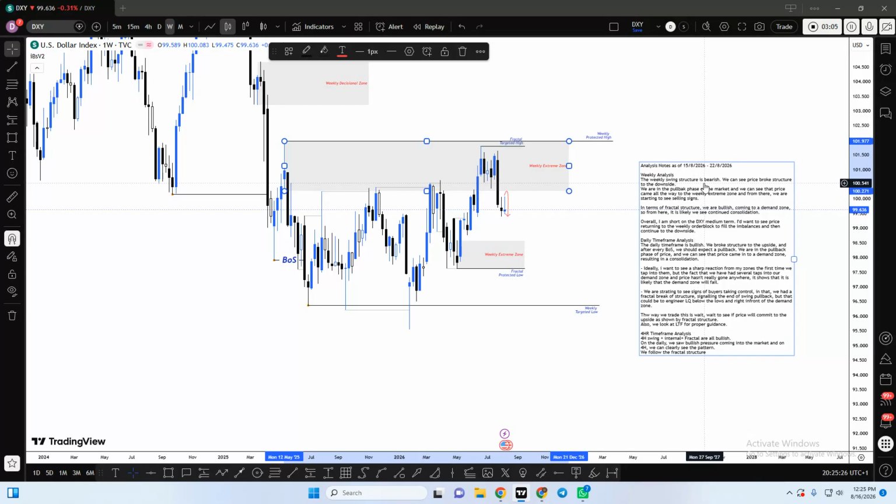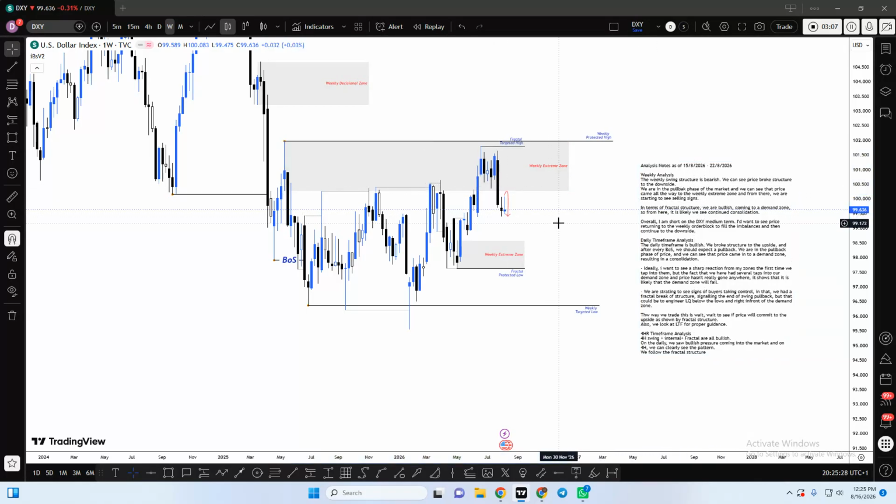So in terms of the fractal structure, remember when doing my analysis, I do categorize structure into three parts. We do have the swing structure, which is the main structure. We do have the internal and the fractal. Fractal is just the most responsive or the most aggressive form of structure.